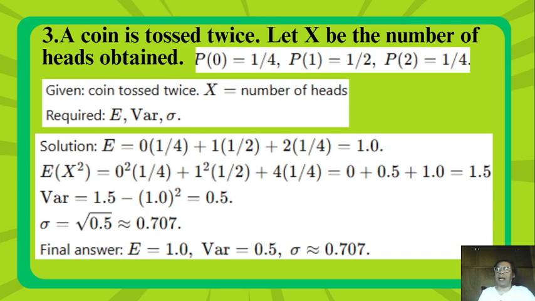Our sigma is the square root of 0.5, and that's approximately equal to 0.707. So our final answer: our expected value E is equal to 1.0, our variance is 0.5, and our sigma is approximately 0.707.